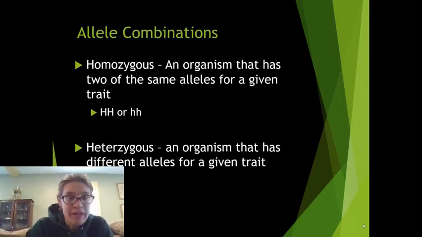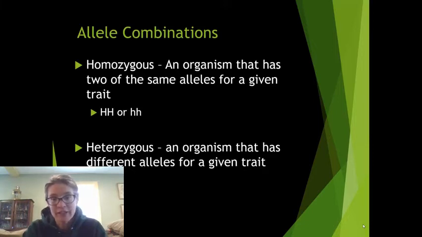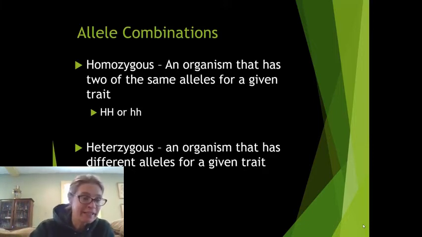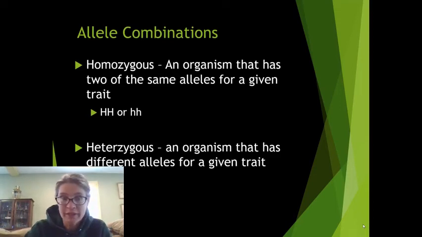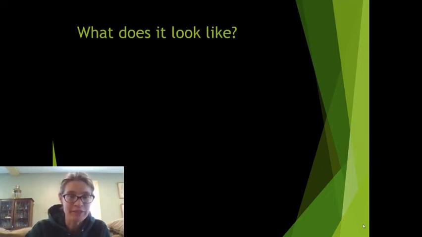The other form that they could have is heterozygous, and this is an organism that has different alleles for a given trait. And in this example, there's only one that they can have, and it is a capital H, lowercase h. Now, I find that saying capital and lowercase can be kind of annoying, so I always refer to it as big H, little h, knowing that the capital or the big H would represent the dominant and the lowercase or little h would represent the recessive.